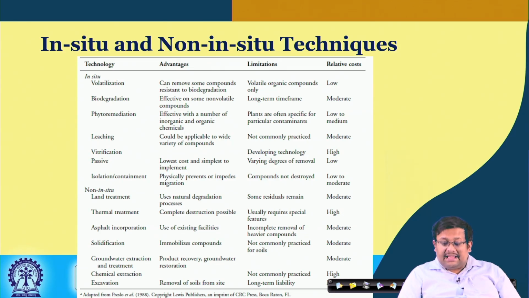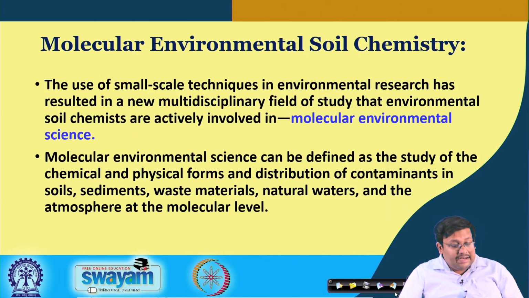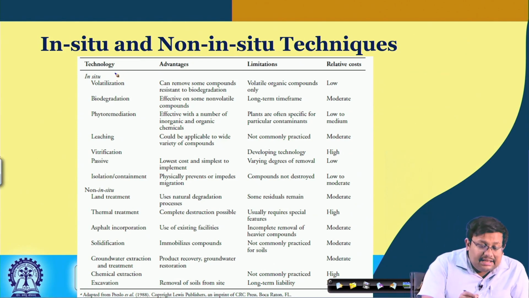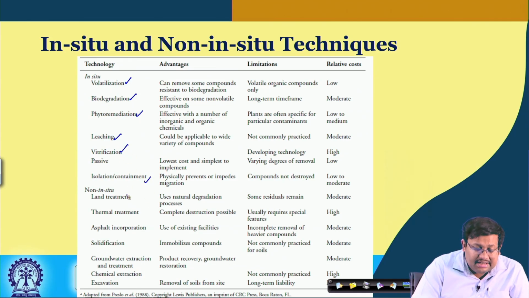If you can see here, we have discussed all this, but let us see again. In the in situ methods we have discussed volatilization, biodegradation, phytoremediation, leaching, and vitrification, and in the passive we have talked about isolation or containment. In case of non in situ, we talked about land treatment, thermal treatment, asphalt incorporation, solidification. Sometimes groundwater extraction and treatment is also there, and chemical extraction is also there.